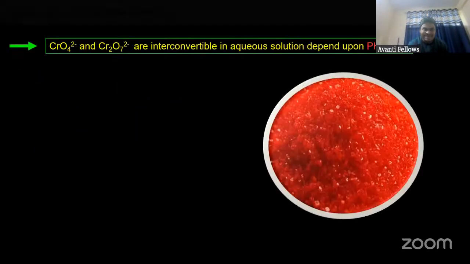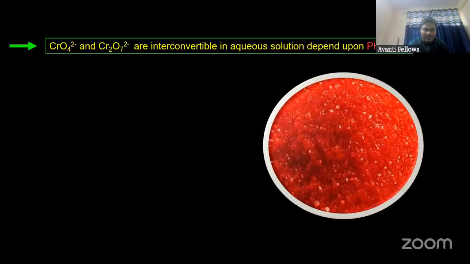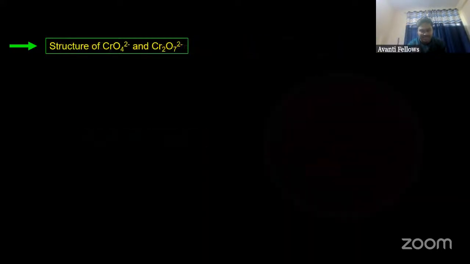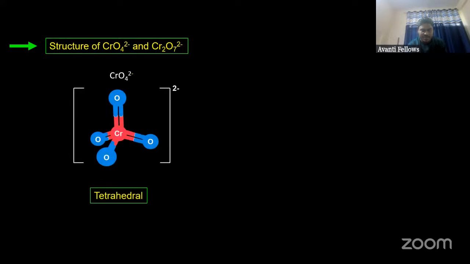Now, let's see the important compound K2Cr2O7. So this K2Cr2O7, they are interconvertible in aqueous solution, depends upon the pH value. मतलब, Cr2O7 or CrO4, they are interconvertible to each other. Okay, depends upon the pH.